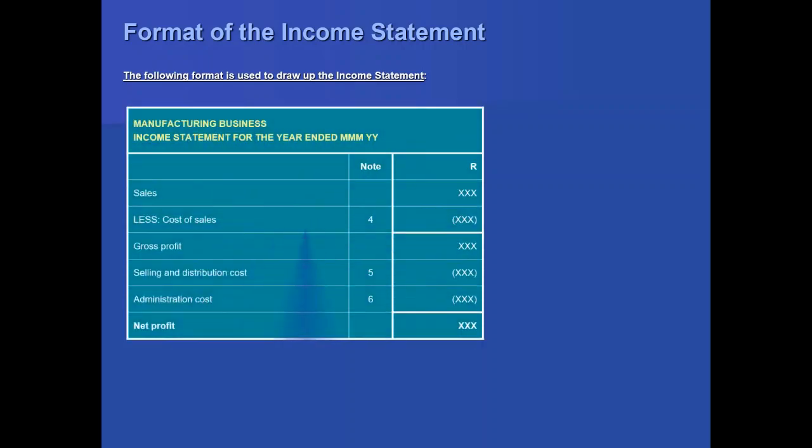So now we can move on to the format of the income statement. So we have our sales, we subtract the cost of sales to get the gross profit, nothing new. We will have a note though for the cost of sales. And then what's different from the non-factory enterprises, we only have selling and distribution costs and administration costs, with a note of each where the details are contained. So once from that gross profit we subtract those two costs, namely selling and distribution and administration costs, we get our net profit. So it's a much shorter version than for non-manufacturing businesses.